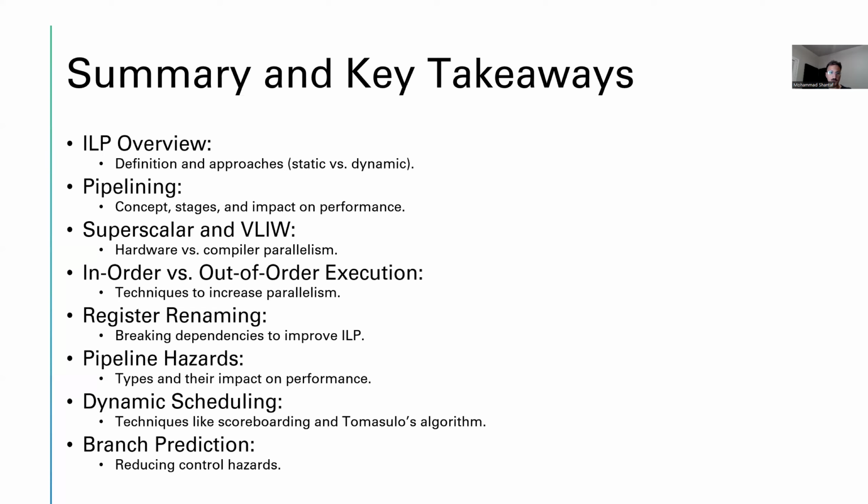Next we talked about register renaming, breaking dependencies to improve the ILP, and that also falls within out of order execution. We talked also about the three types of pipeline hazards. And we also talked about dynamic scheduling and using techniques such as scoreboarding or Tomasulo's algorithm. And last but not least, we talked about branch prediction and how we can reduce control hazards. That was pretty much it for today regarding our slides.